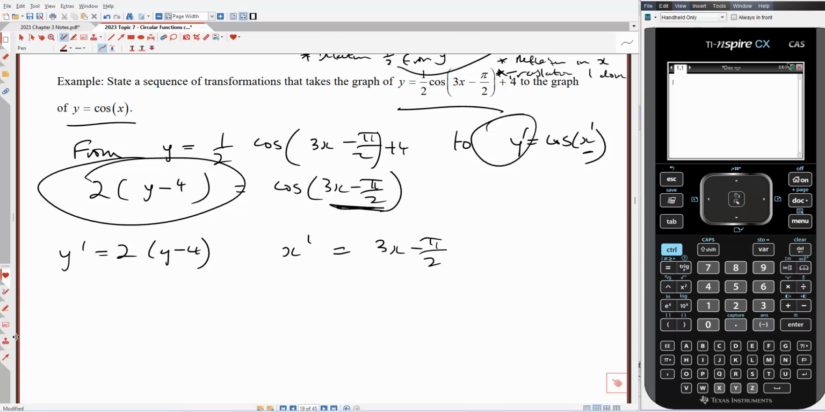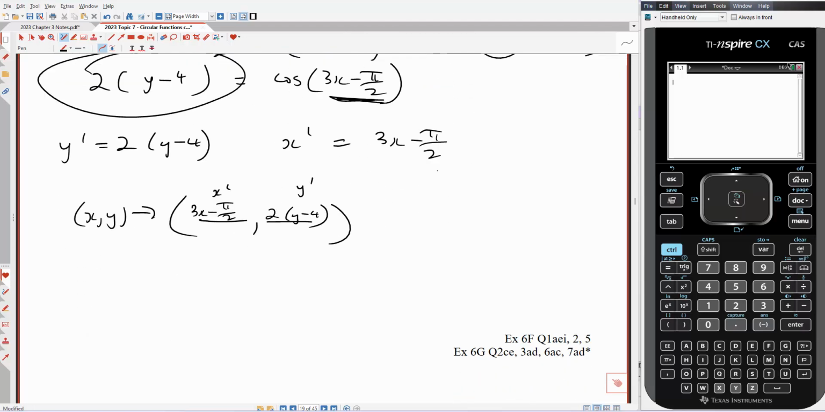So what do I make the subject? Well, this is how mapping works. These transformations do this, these transformations do this, and we want the transformations. So we've already got them. We don't need to make any algebraic moves here. So y' is 2(y - 4), and x' is 3x - π/2. You could also expand that if you want, which will give you a different set of transformations than the one I'm going to give you. But I'm not going to expand, I'm just going to leave it like that.